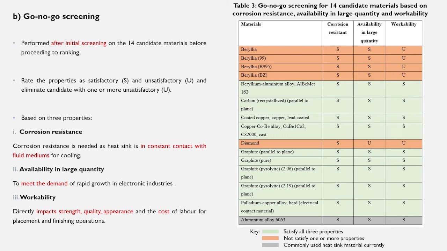As you can see, all the red color is the material that will be eliminated, and the aluminium alloy 6063 is the commonly used heat sink material nowadays. The green color is the candidate that we want to use for our team project. Thank you.